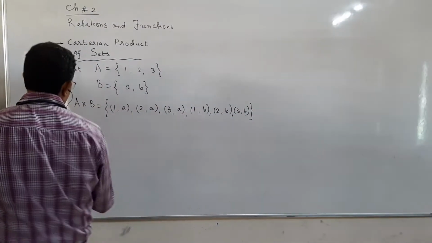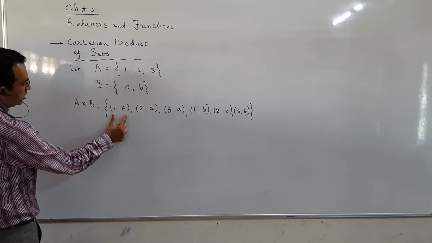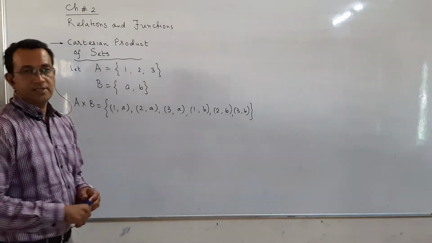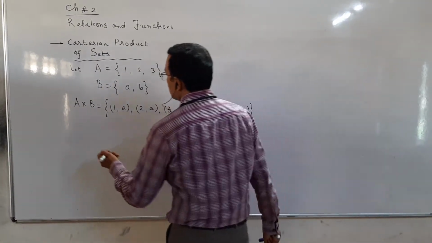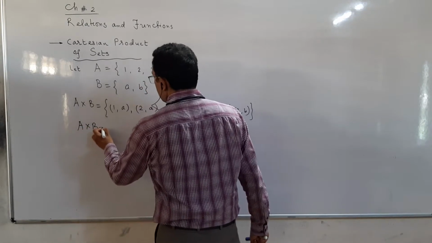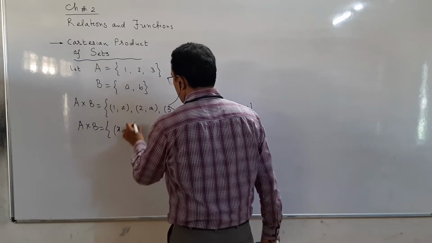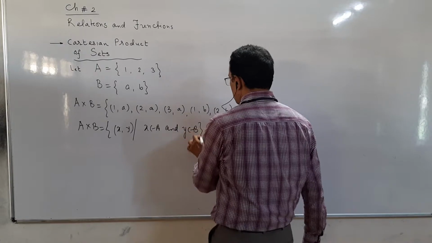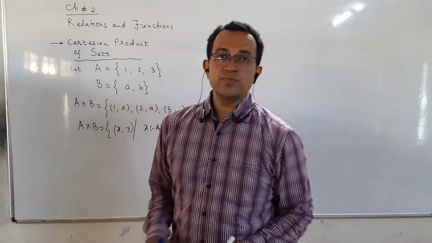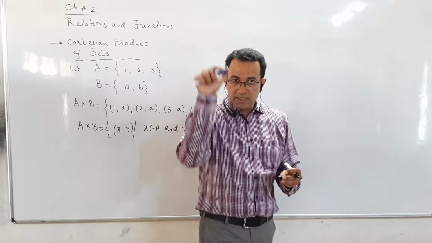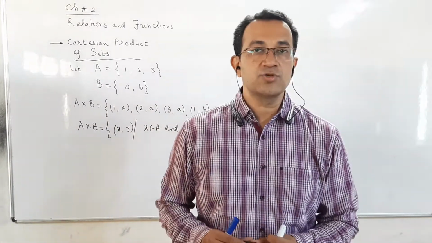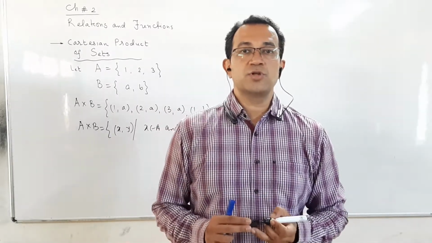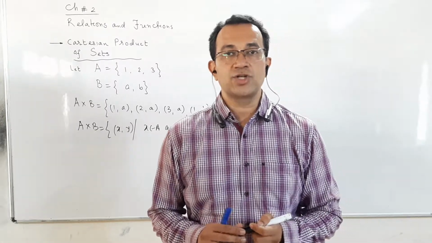In the Cartesian product A cross B, the first element in the ordered pair belongs to the first set and the second element in the ordered pair belongs to the second set. So if I generalize, then students I can write A cross B is equal to the set of ordered pairs (x, y) such that x belongs to A and y belongs to B. So A cross B is the set of ordered pairs where the first element is of set A, students, and the second element is of set B. So this is what is, students, the definition of Cartesian product.